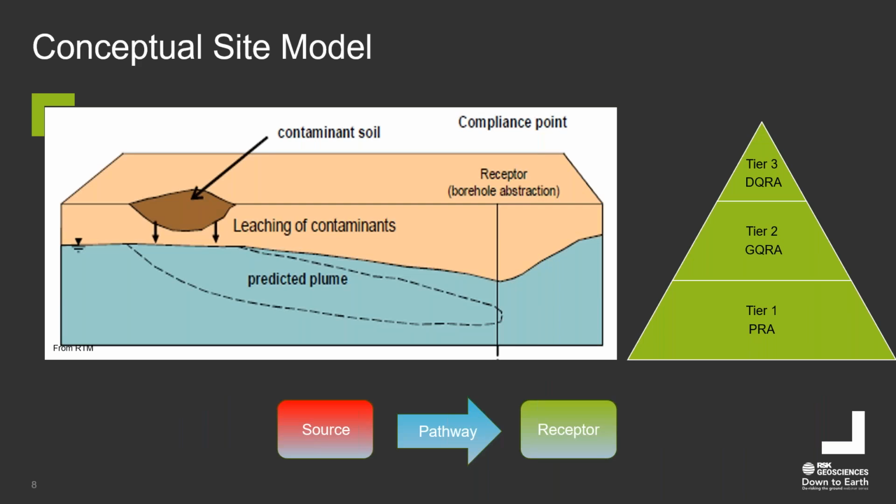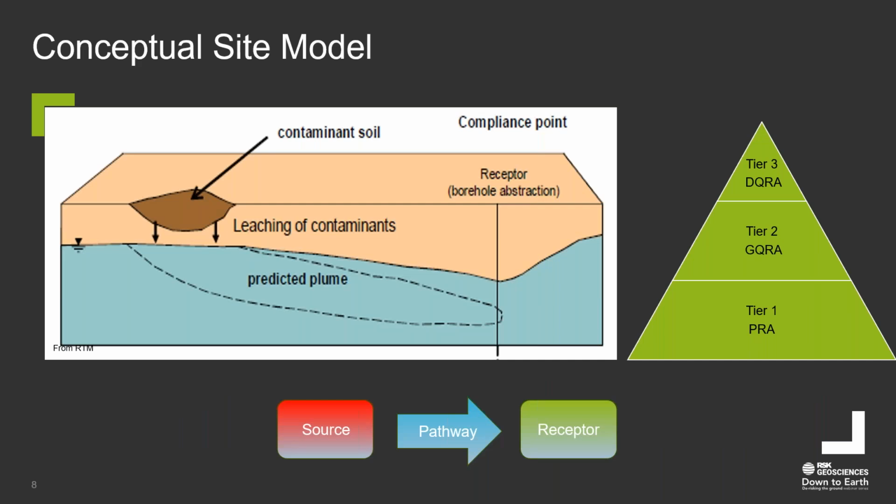So, as you know, risk assessment is a tiered approach. There are three tiers, as shown in this triangle here: PRA, preliminary risk assessment; GQRA, generic quantitative risk assessment; and DQRA, detailed quantitative risk assessment. Probably it is clear to all of you that, in general, the higher the tier of the risk assessment, the lower the requirement for remediation. So when it comes to groundwater remediation, in general, it would be better to complete the detailed quantitative risk assessment before starting remediation.